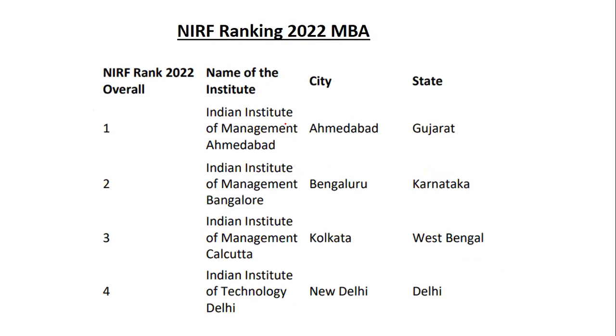Then we have NIRF MBA colleges, that is, under the MBA category. The first position has been topped by Indian Institute of Management Ahmedabad, followed by Indian Institute of Management Bangalore, followed by Indian Institute of Management Kolkata. So these are the top 3 management colleges: first rank taken by IIM Ahmedabad, then IIM Bangalore, then IIM Kolkata. These are the top 3 colleges which have ranked the positions for MBA institutes.